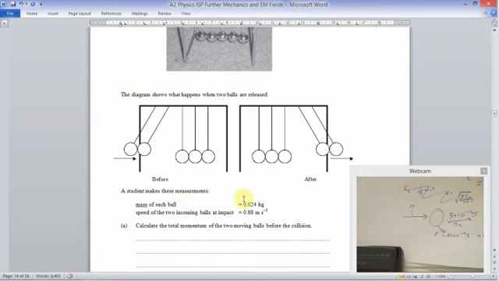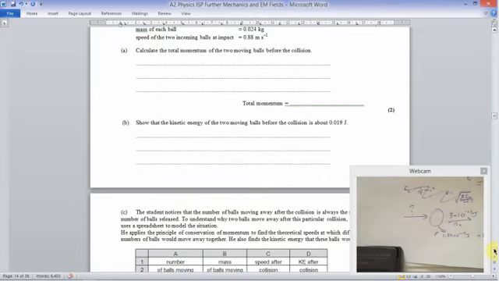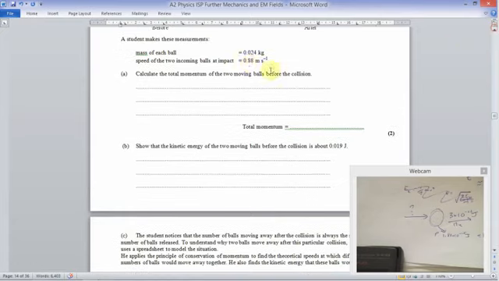Okay, so that's 2 times the mass of the balls times the velocity. Pretty straightforward. So if you put that through, you end up with 0.042 kilogram meters per second. Show that the kinetic energy of the two moving balls before the collision is about 0.019. Okay, so again, it's the idea of half mv squared. So a half times 2 times that mass times that velocity squared, and you'll get something in the region of 0.0185.